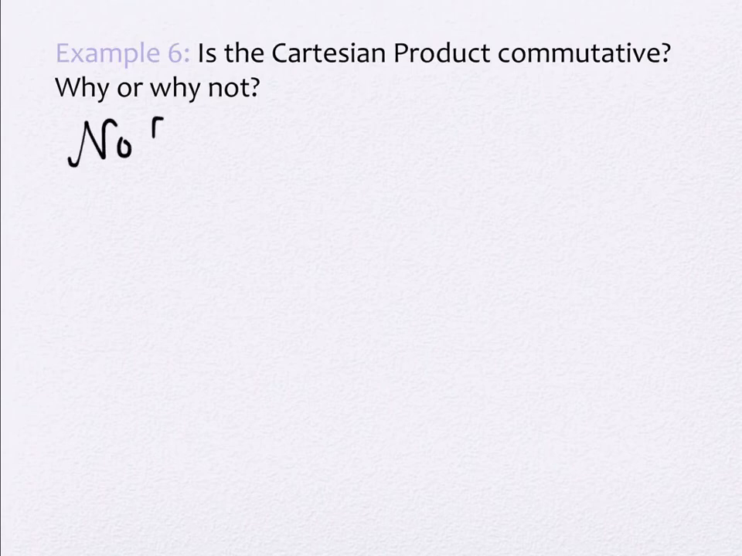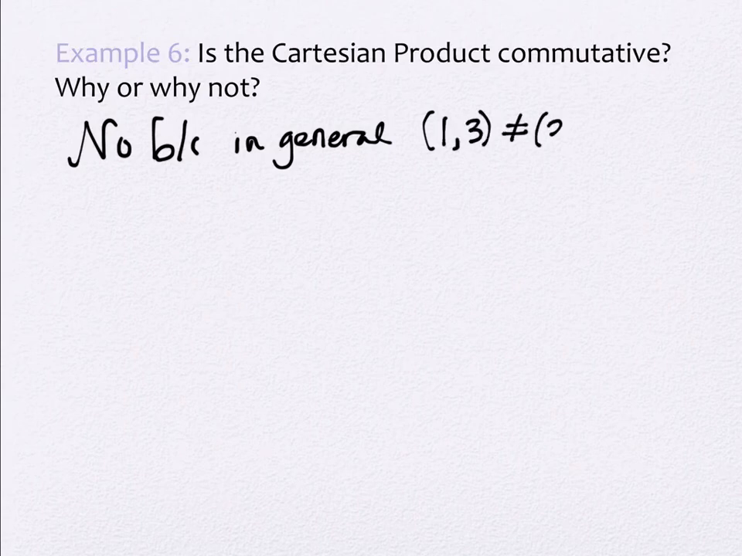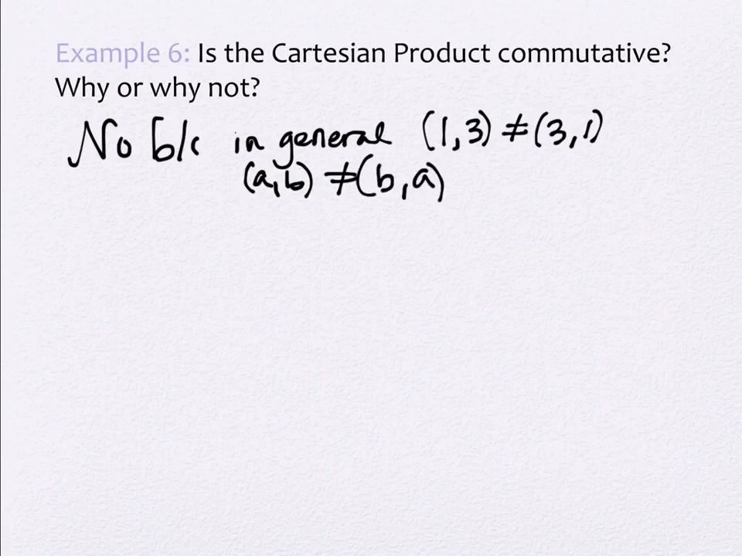So the answer is no, because in general, for example, (1, 3) would not equal (3, 1). So in general, AxB does not equal BxA. So the answer is no. And that's interesting because we did intersections and unions, right? And those were interchangeable, right? The sets could switch orders, but it doesn't work for Cartesian products.